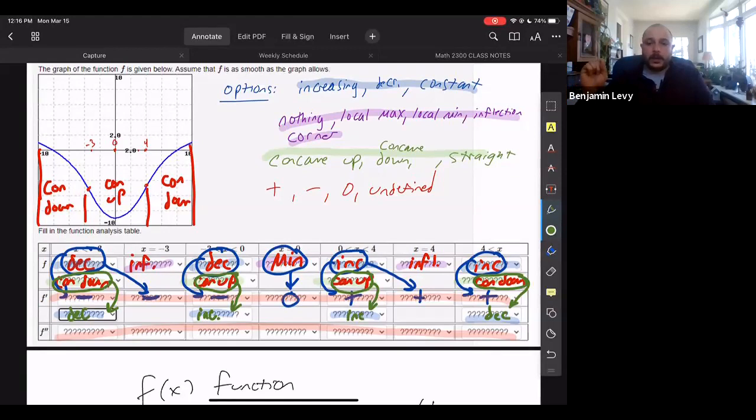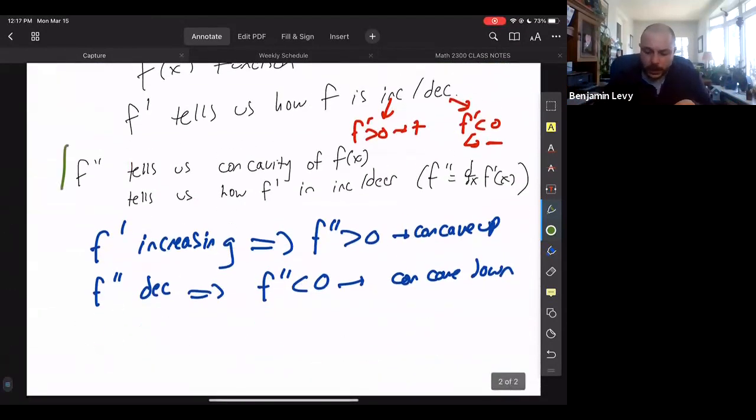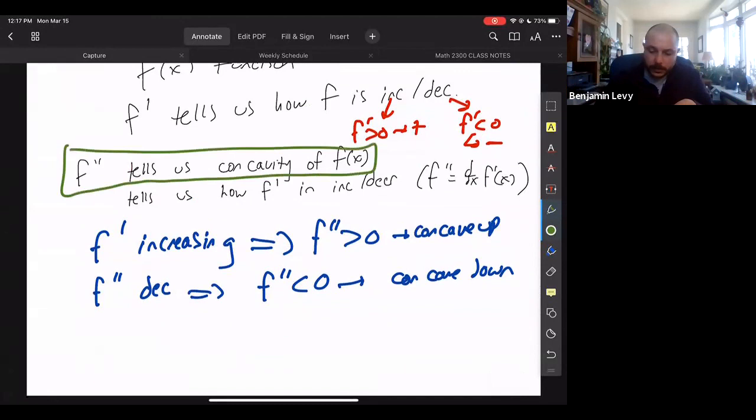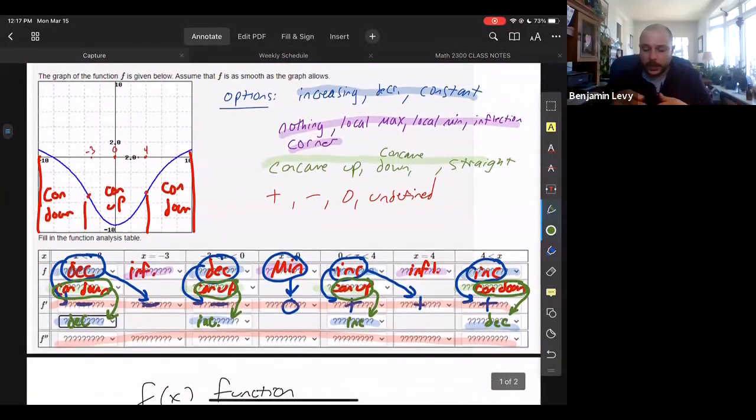If that's okay, let me go ahead and finish the last part. The last part is just the second derivative, and it's plus, minus, 0, undefined, right? The second derivative being plus, we've just said it a couple times, means concave up or down, right? Second derivative tells us concavity. And so that's what this is telling us. At each location is it concave up or down? And so we use the same information to do those ones, right?